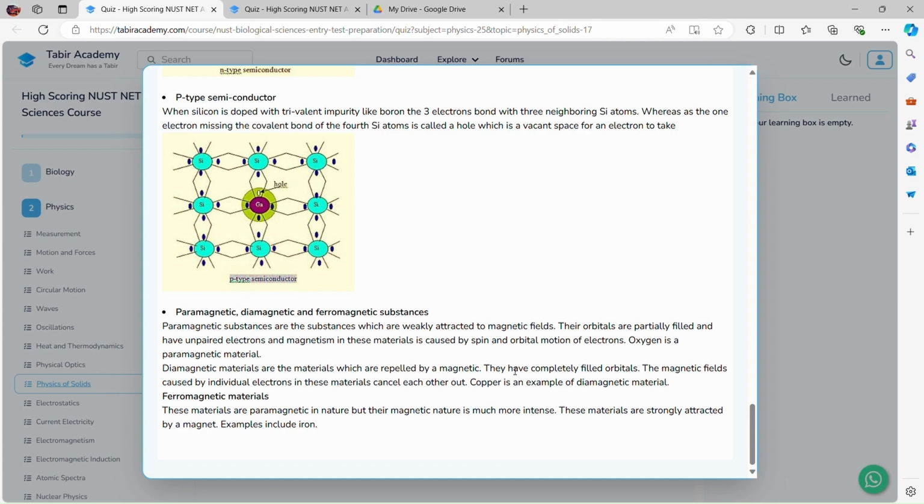Diamagnetic materials are the materials which are repelled by magnets. They have completely filled orbitals. The magnetic fields caused by individual electrons in these materials cancel each other out. Copper is an example of a diamagnetic material.